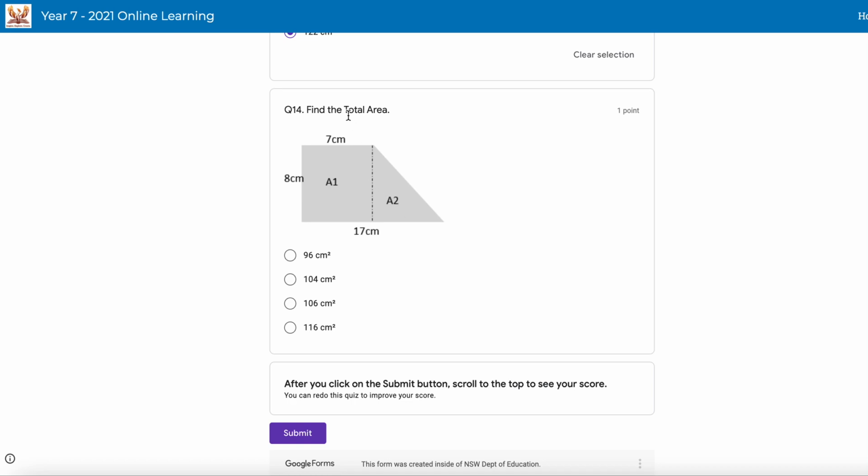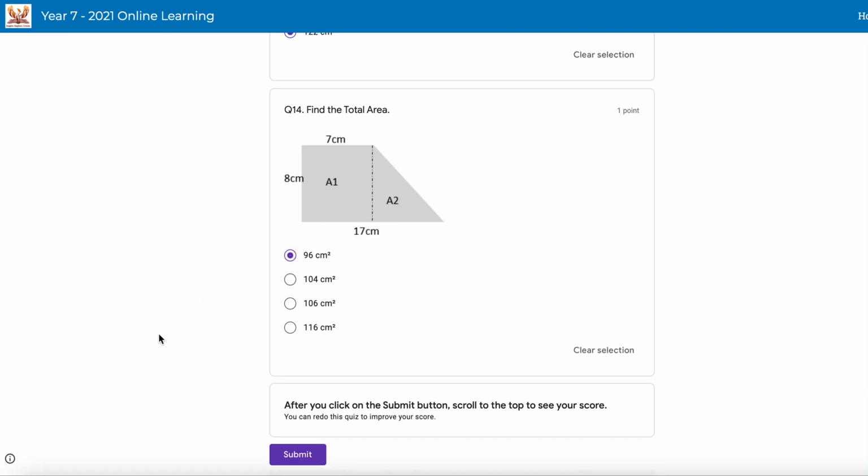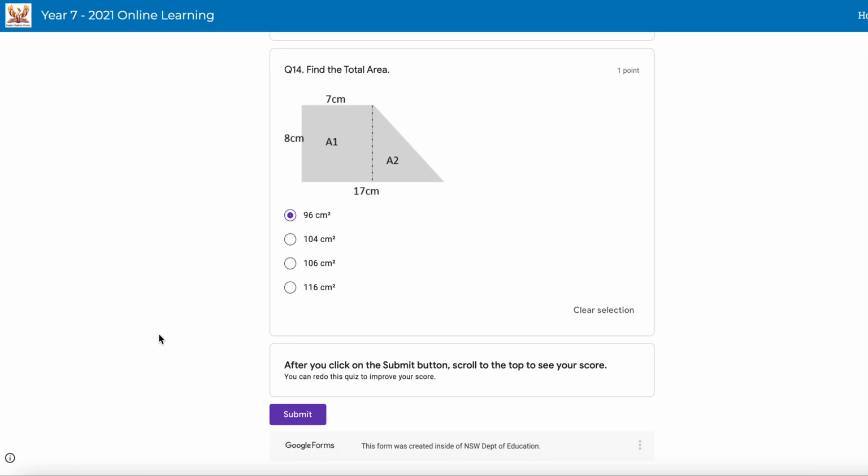We're nearly finished now. We need to find the total area. So we just need to add these two areas together. Over here we had an area of 56 square centimetres, and here we've got an area of 40 square centimetres. So if we add 56 plus 40, we end up with 96 square centimetres, and that's our total area.